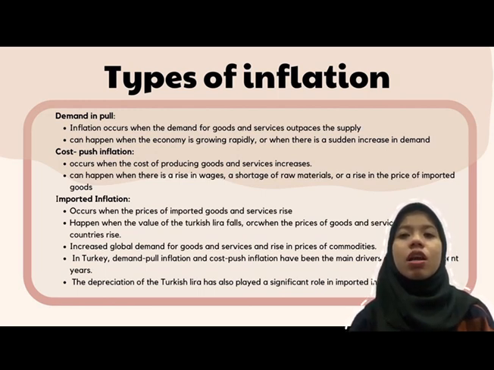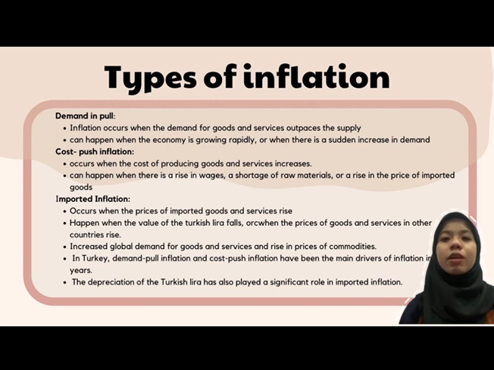Cost push inflation occurs when the cost of producing goods and services increases. Cost push inflation can also happen when there is a rise in wages, a shortage of raw materials, or a rise in the price of imported goods. The last type of inflation is imported inflation. Imported inflation occurs when the price of imported goods and services rise. Imported inflation also happens when the value of the Turkish lira falls or when the price of goods and services in other countries rise.